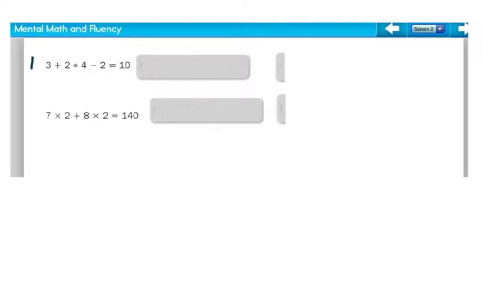Go ahead and number 1 and 2 and rewrite these equations. And you are going to add grouping symbols, parentheses, to make the equation equal to 10 for number 1 and 140 for number 2. I will give you a little clue. The first one, you'll need 2 sets of parentheses. And the second one, you will only need 1 set of parentheses. So which numbers would I put in parentheses so that equation 1 equals 10 and equation 2 equals 140?